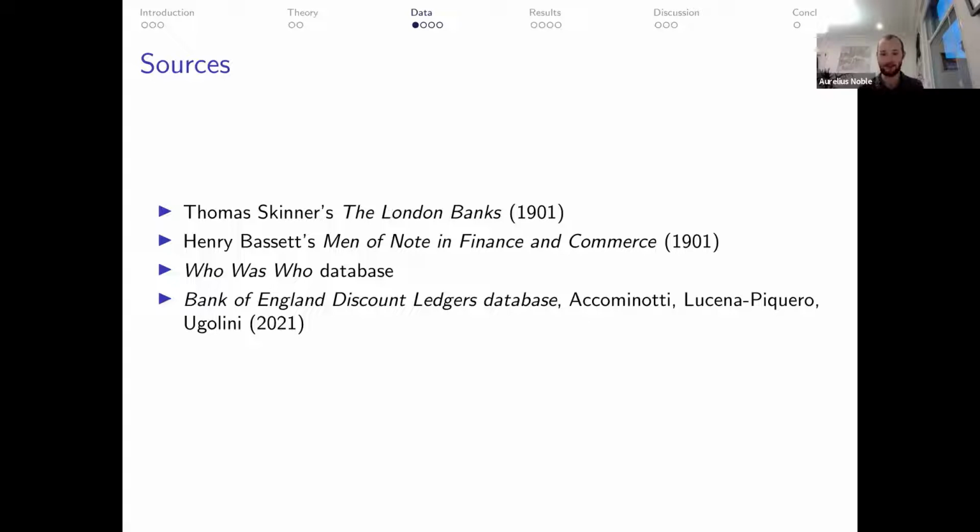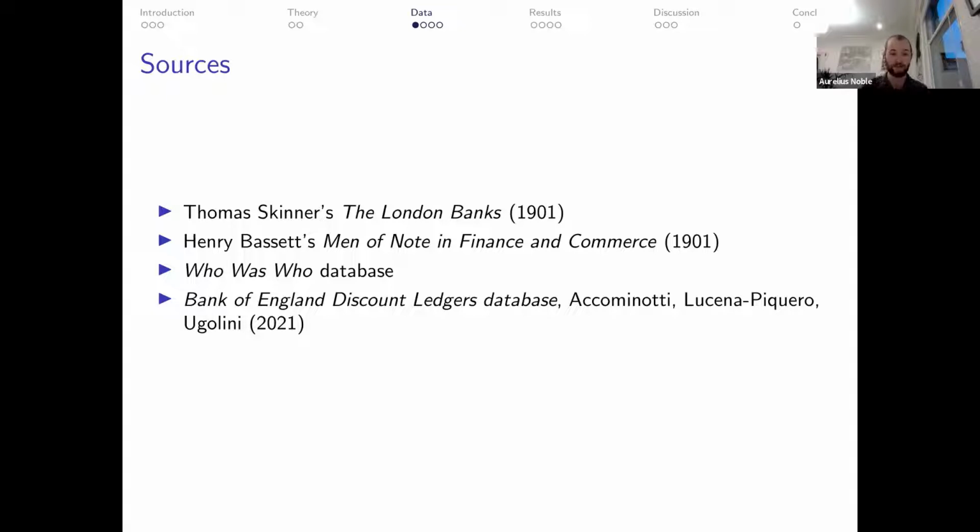Then the next thing I want to look at is the extent to which client sharing is related to social or long-standing professional ties. And to do this, I gather information on merchant bankers from two different sets of biographical dictionaries. The first of these is Henry Bassett's Men of Note in Finance and Commerce, which was intended to be a representative overview in the style of Who's Who, but for the financial sector. So it would draw information from newspapers, from professional bodies, from interviews with the individuals concerned in the biographies. So, yeah, that's the first source I use.